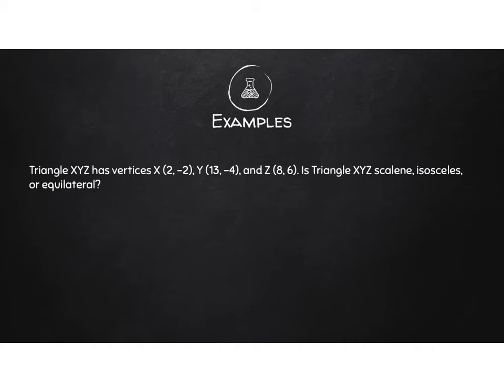Triangle XYZ has vertices X, Y, and Z. Is triangle XYZ scalene, isosceles, or equilateral? Remember, scalene is all different side lengths. Isosceles is two sides are congruent, and equilateral is where all three sides are congruent. So we are actually going to use the distance formula to find all of the different sides of our triangle, X, Y, and Z. We're going to find each of these distances individually. So we could find XY, we could find YZ, and we could find ZX using our distance formula.